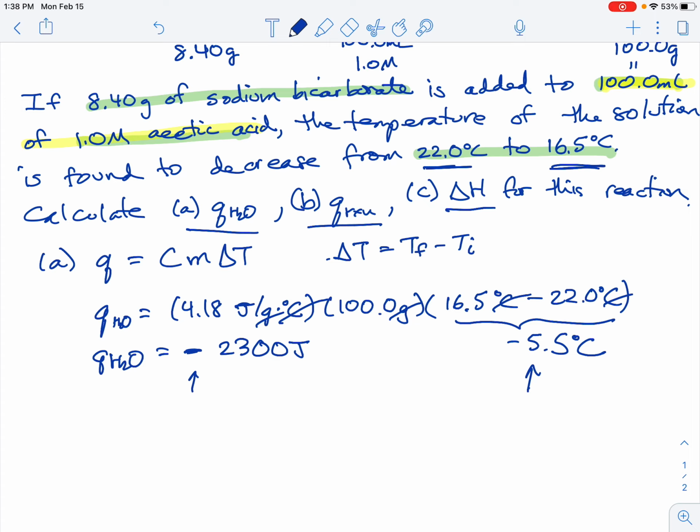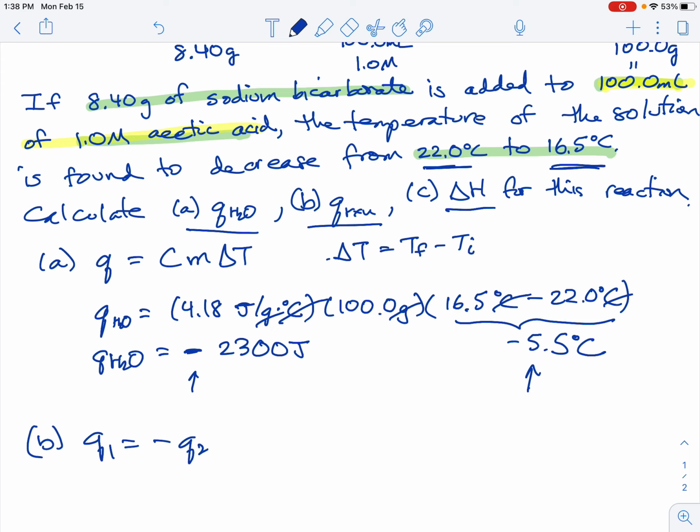All right. So now, remember that this is to find the Q for the reaction. We're just going to use the simple relationship that the Q of the system and the Q of the water are negative of each other. In other words, Q1 equals negative Q2.